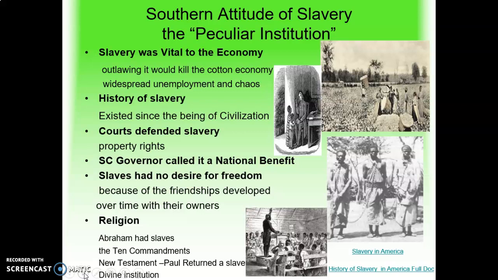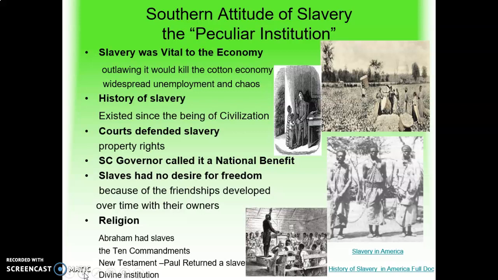So courts defended slavery, property rights. Your Fifth Amendment to the Constitution guarantees property, so property rights. And a South Carolina governor would call it a national benefit. Slaves had no desire for freedom. This was a theory as well, because of the friendships developed over time with their owners. They didn't want to leave the plantation, or they didn't want to leave their owner. So that was a theory as well.